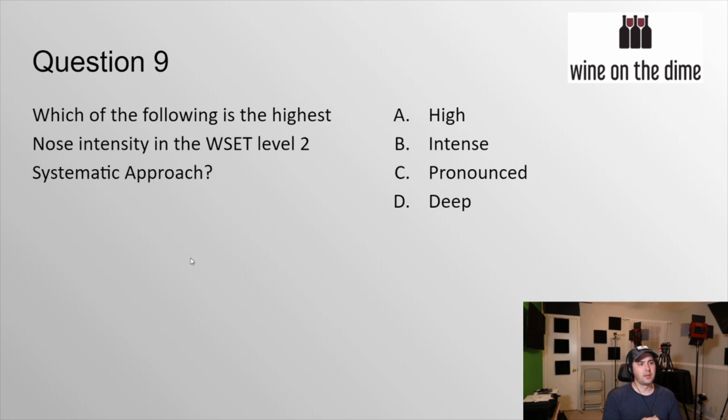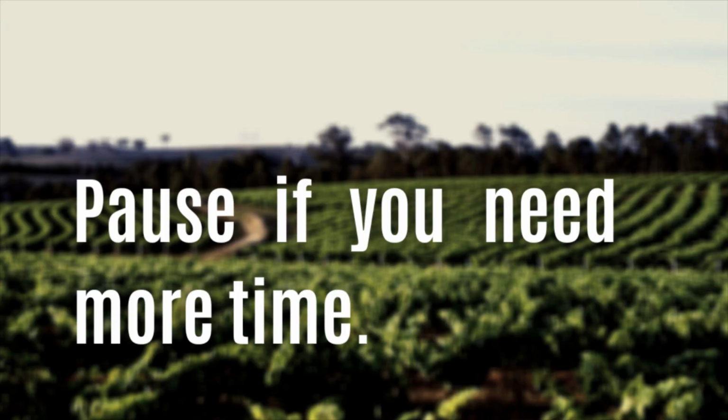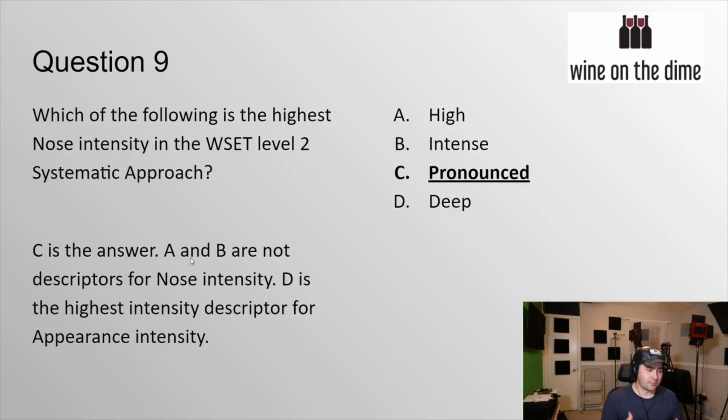Question number 9. Which of the following is the highest nose intensity in the WSET Level 2 systematic approach? High, intense, pronounced, deep. Pause if you need it. All right, so the answer to this is pronounced. D is the highest descriptor for intensity of appearance, so deep.